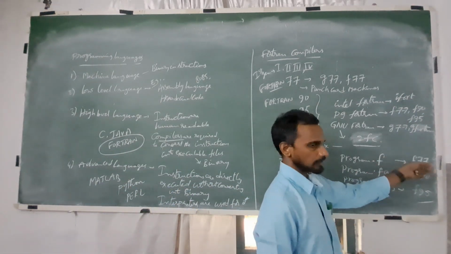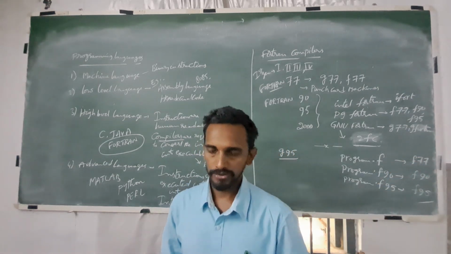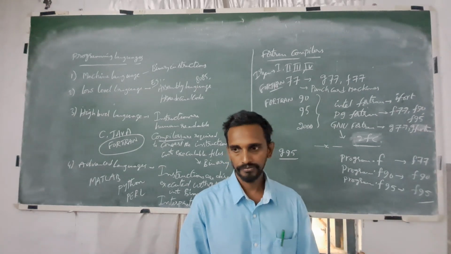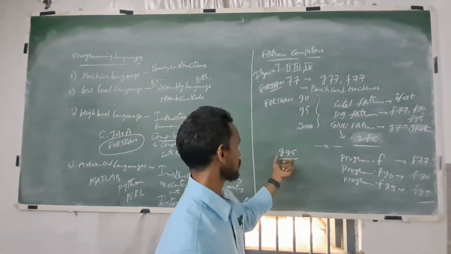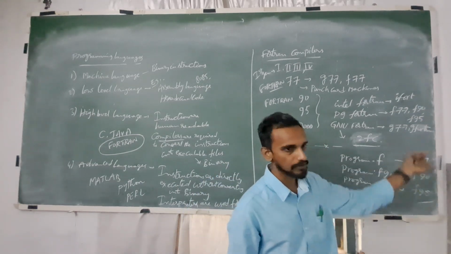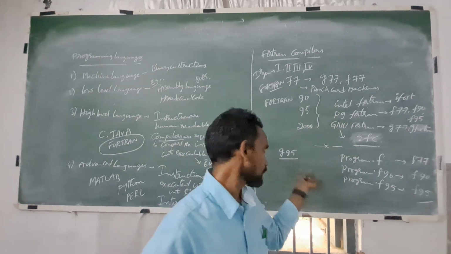So here we are restricting to FORTRAN 77. All the instructions must be saved with an extension .f. Even though we are using G95, this G95 can process all these three levels. All the previous versions also can be processed using this compiler.